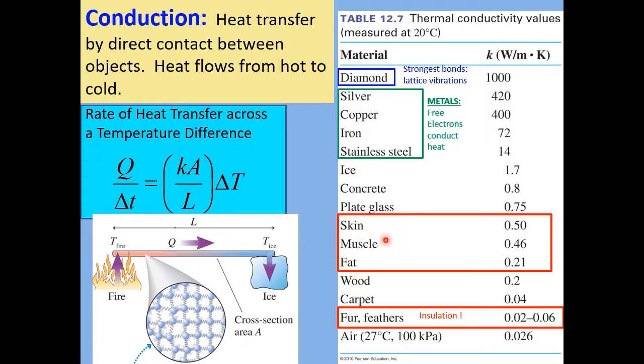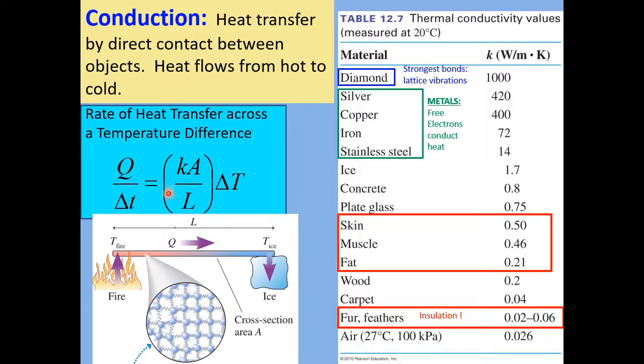Biological materials like skin, muscle, and fat have much lower thermal conductivities. And in fact, if you look at something like fur or feathers, notice the thermal conductivities are really low. This is because they are good at insulating. They're basically insulation. They keep us warm, or they keep animals warm. And so as a result, it's hard to move heat through insulating materials like fur or feathers.